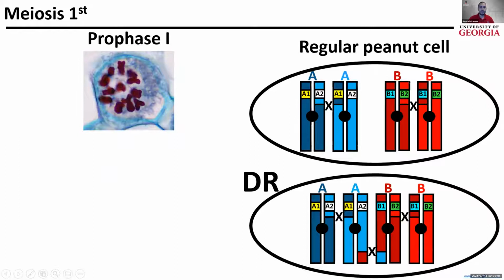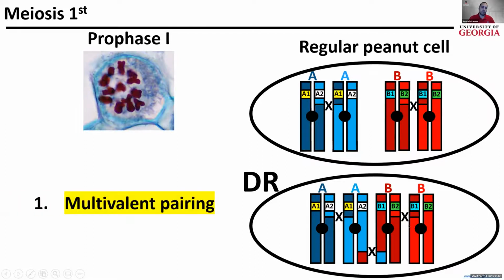So here, what you're looking at is a comparison between a regular peanut cell and a cell which is a candidate cell for double reduction occurrence at prophase I. So here you can see that the chromosomes from the A subgenome form bivalents, and the recombination can happen just within the specific subgenome. Here you can see that the cell creates multivalents, and the recombination can happen among all the different subgenomes.